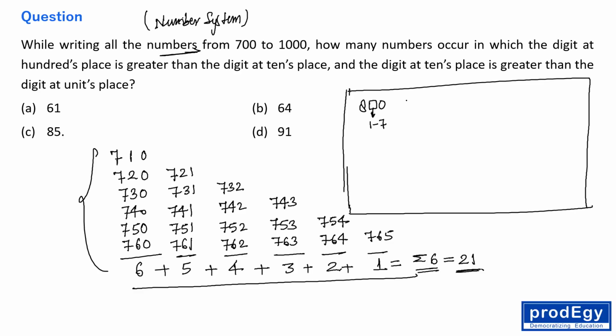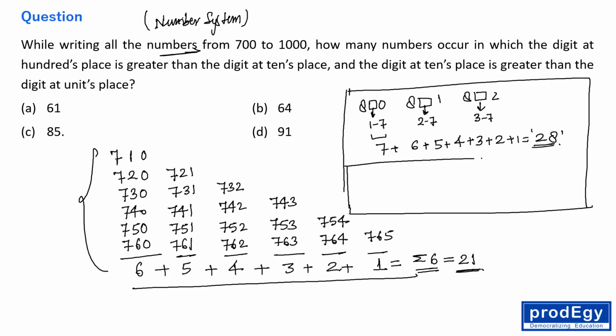Right? Okay. Now let's talk about 1. So any number 2 to 7 can come to this place. Right? Now let's talk about 2. So any number 3 to 7 can come to this place, right? So here we have 7 plus 6 plus 5 plus 4 plus 3 plus 2 plus 1, right? So here we have 28 numbers, right?